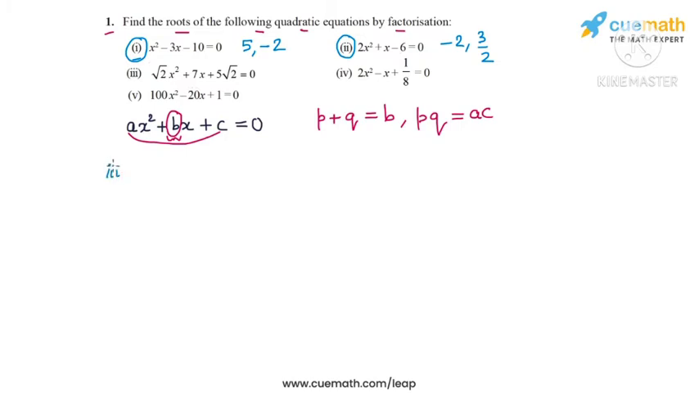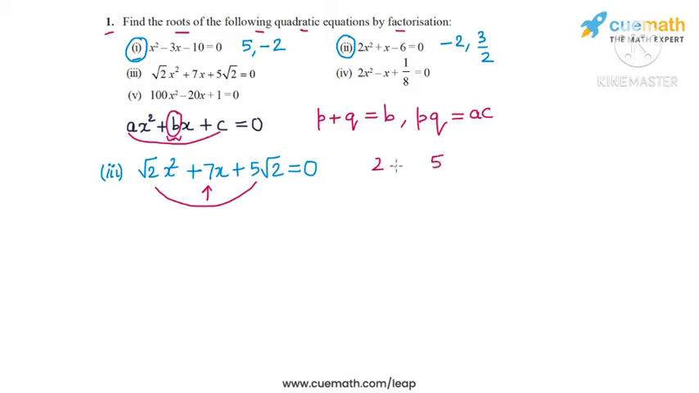The equation in part 3 is root 2 x square plus 7x plus 5 root 2 equal to 0. To split the middle term 7x, we have to find two numbers whose sum is equal to 7, the coefficient of x, and whose product is equal to root 2 times 5 root 2, that's 10. So two numbers whose sum is 7 and whose product is 10. Those two numbers are clearly 2 and 5.